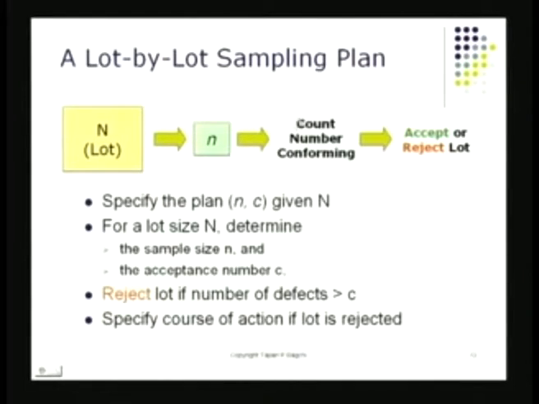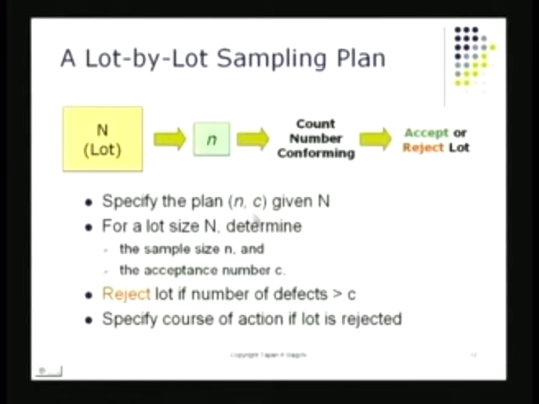And then of course, the moment I have my sample with me, I'll count the number of conforming items, which are the good items, and on the basis of how many items I find to be defective, I will either accept the lot or reject the lot. So again, to go over the procedure: I've received the full lot, which is of size N. I draw a sample of n items out of it.